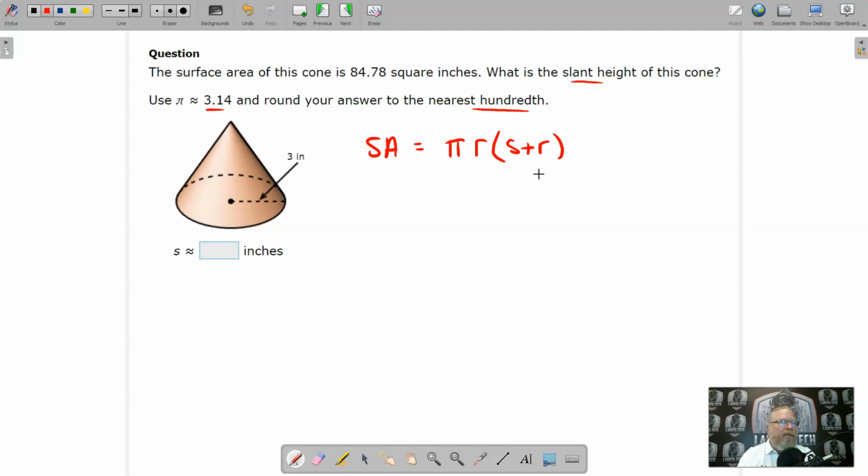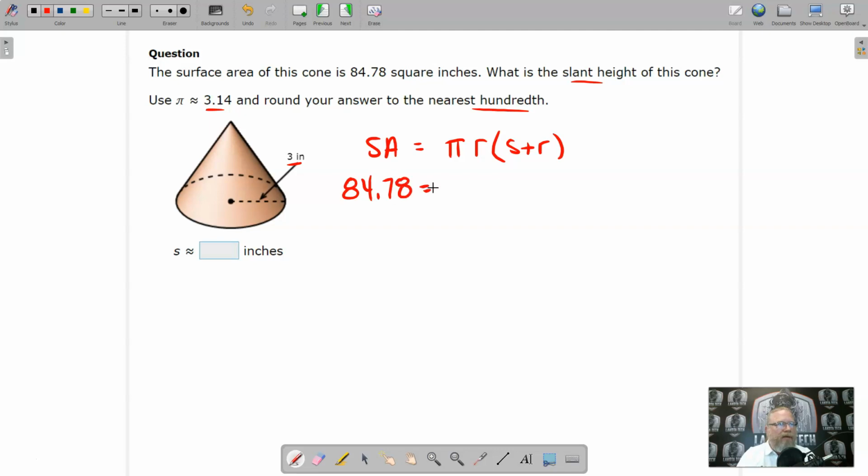S plus r. And I'm going to look at my cheat sheet over there. Indeed, it is pi r times s plus r. Yep, did it from memory. Double check. So let's see. And remember, s is going to be our slant, r is radius, and for pi, we're going to use 3.14. Okay, let's go ahead and plug in our values that we know.